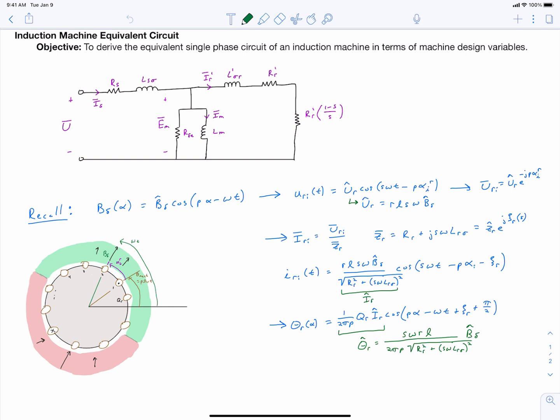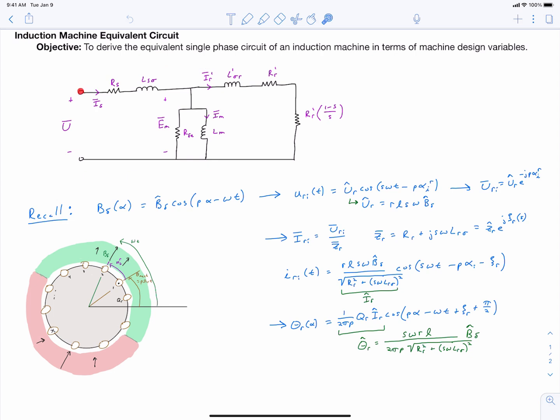The objective of this video is to derive the equivalent single-phase circuit of an induction machine in terms of machine design variables. I'm assuming that at this point of your coursework, you've all seen the equivalent single-phase circuit of an induction motor, and it's what I've drawn over here.